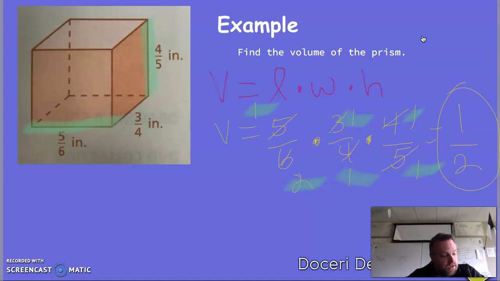So when you go to the problems on page 383, numbers 14 and 15, make sure you multiply all the fractions, the length, the width, the height times each other. If you get mixed numbers, make sure you change the mixed numbers into fractions first. Then you can do what I'm doing here.